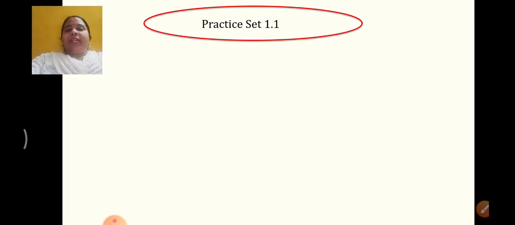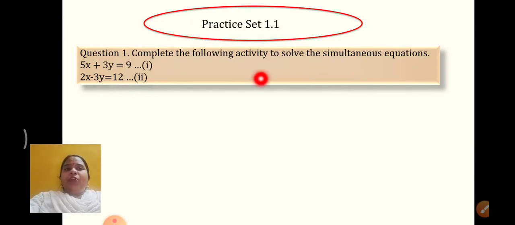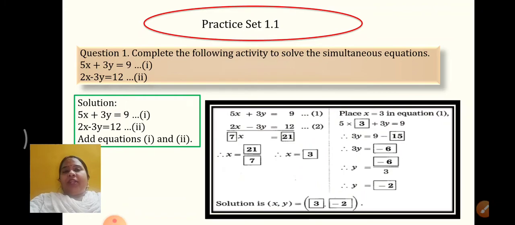So let us start with practice set 1.1. The first question: complete the following activity to solve the simultaneous equations. Right, now as you can see here, two equations are given to you. An activity is given in the textbook and you have to complete that activity in order to solve this. Now look at the coefficient of the y variable in the first equation. It is plus 3. In the second equation it is minus 3. When they are the same numbers with different signs, we always add. Yes, so adding equations 1 and 2, what we are going to get is somewhat like this.